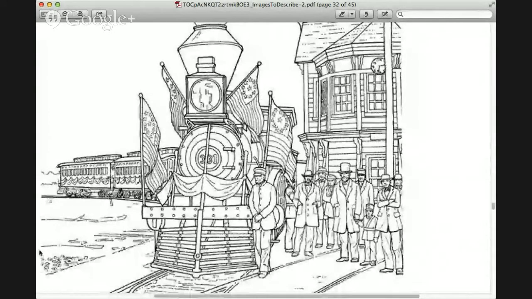It's a clock. Yeah, good. So you can say there's a clock on the building.